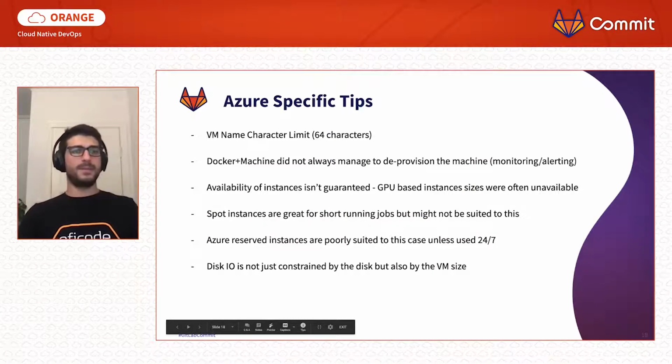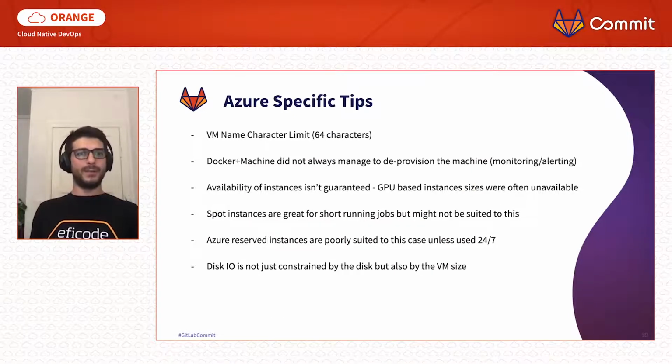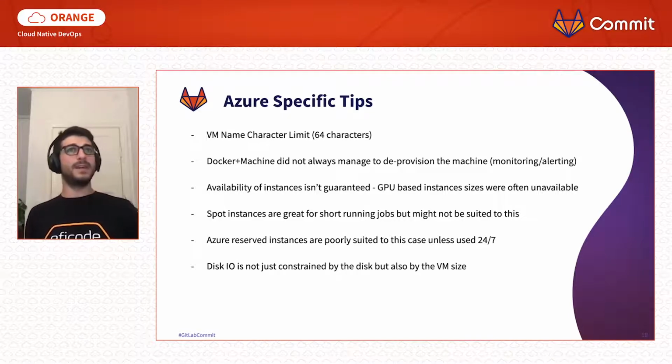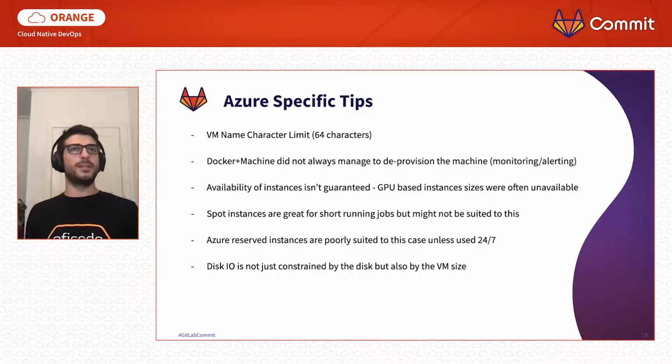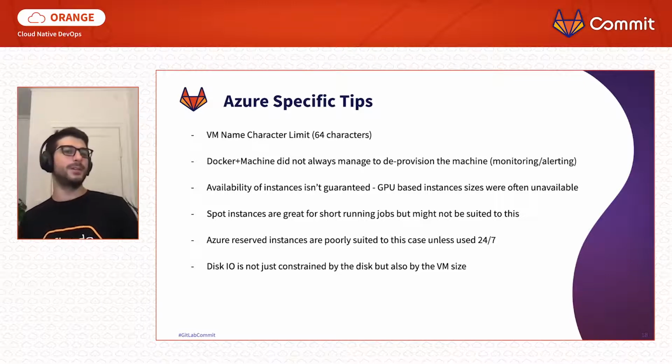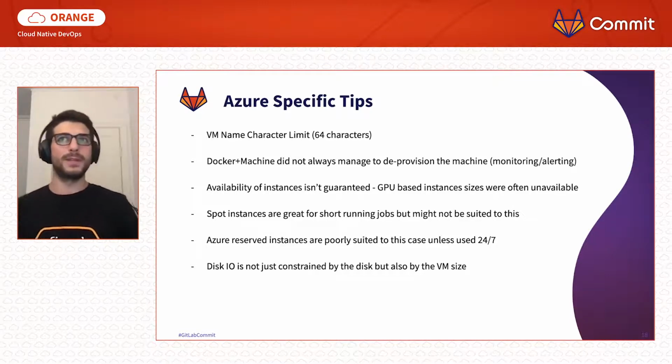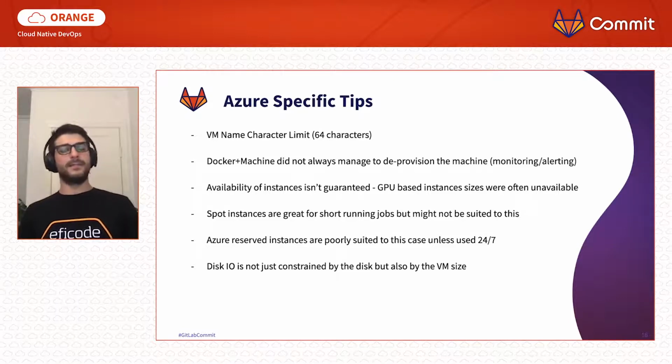Some Azure specific tips. One big one was the VM name character limit. I believe it's 64 characters. I wasted a not insignificant amount of time debugging why Docker+Machine was failing to provision infrastructure, and this turned out to be the culprit. We also experienced issues with Docker+Machine failing to delete virtual machines after the timeout had been exceeded and jobs had finished running. I'm unsure if this is an Azure issue, an Azure Docker+Machine driver issue, or a Docker+Machine issue, but wherever it came from, it was worth keeping an eye on, as having expensive machines running for hours without any jobs to run is not recommended.